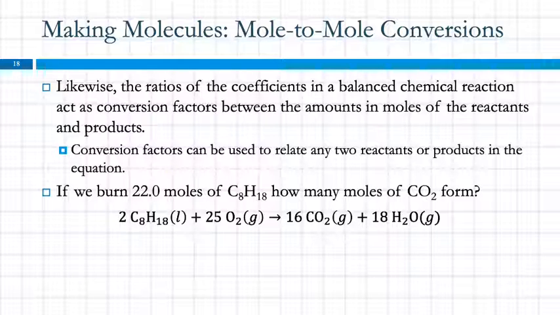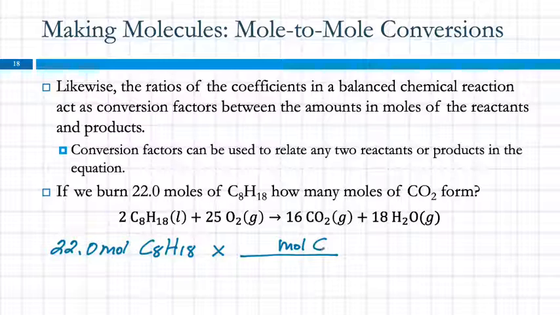So if we burn 22.0 moles of C8H18, octane, how many moles of CO2 form? So we want to know moles of CO2. I want to divide then by moles of C8H18, so the units come out. Stoichiometry is one of the biggest reasons why learning dimensional analysis is really important. I put the units in.